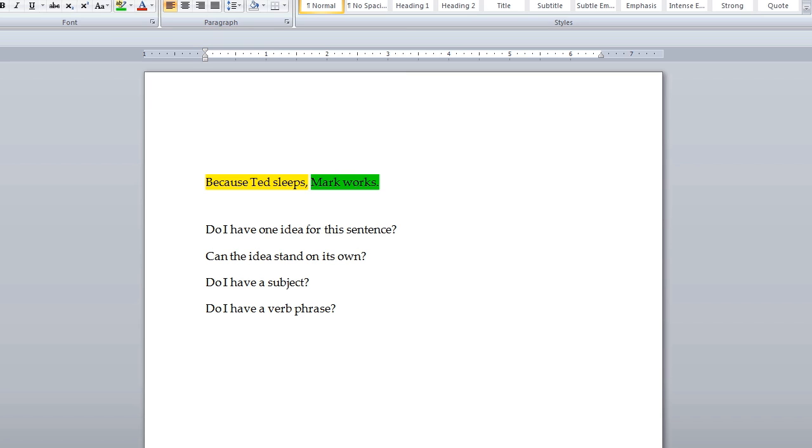Can it stand on its own? Because Ted sleeps. No, it can't stand on its own. It's not a complete simple sentence. It is a dependent clause. It is also called a subordinating clause. And I sometimes call this part of a complex sentence the introductory part of the sentence. The joining words that a writer uses to compose complex sentences are called subordinating conjunctions or dependent words.